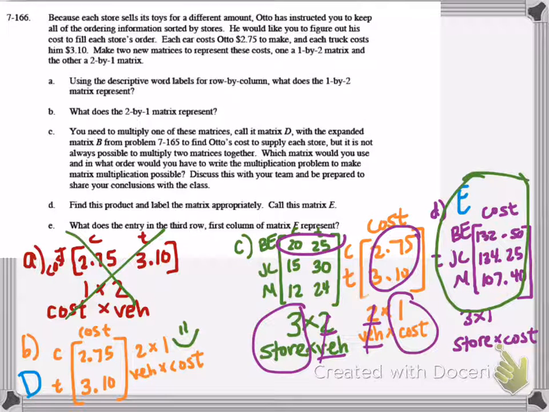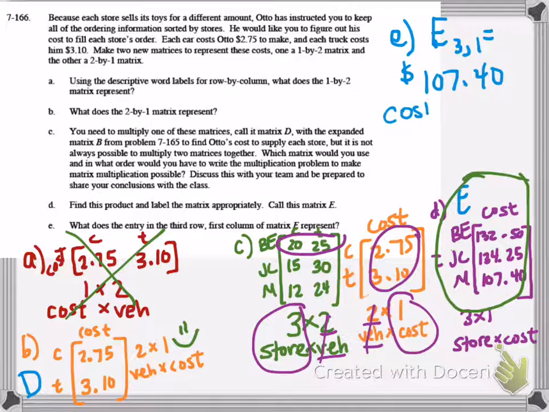The last part of this problem, part E, is saying what does the entry in the third row first column of matrix E represent? So the third row first column, you have to count down to the third row. There's really only one column. And the number there is $107.40, and that entry right there represents the cost of the order for Marcy's, okay, the total cost of that order. So it really helps me to keep those labels going throughout the whole problem so I can kind of see what's going to happen. Alright, let's go on to 167 and check that out.